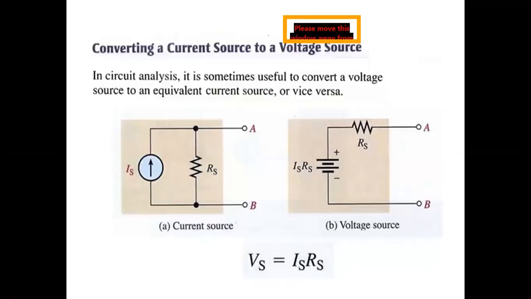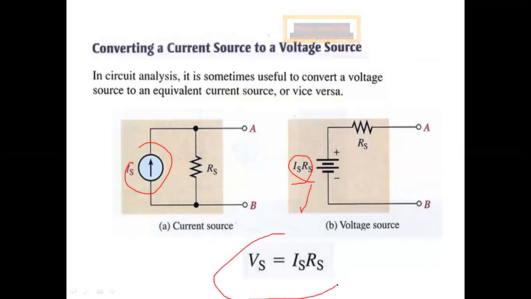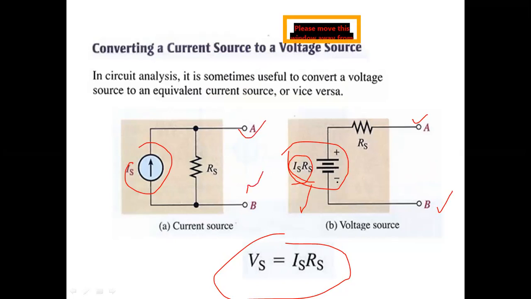The second thing is converting a current source to a voltage source. Sometimes we have a current source Is and we convert it to a voltage source. Is into Rs, what is this? This is voltage. So this resistor will be connected in series with the voltage source. A and B are the two terminals, and the voltage source and resistor Rs are connected in series to get the voltage source. In this way, a current source is converted into a voltage source.